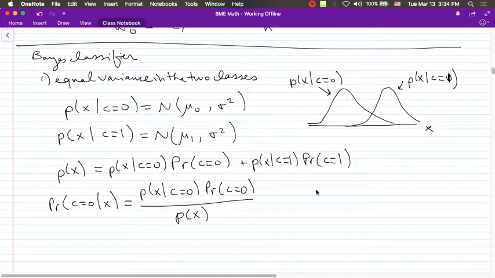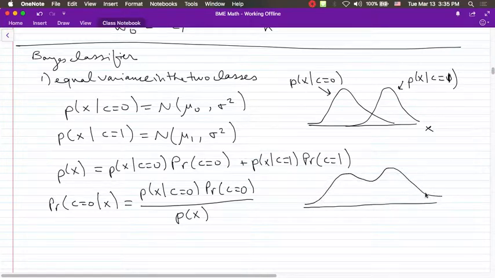All right, so here were our likelihoods. Suppose that our prior probabilities are equal, so I'm going to multiply these by the same prior probability. What's our marginal going to look like? Well, our marginal is the likelihood of one class times prior probability plus likelihood of the other class times the prior probability. So it's going to look something like this. This is what the marginal is going to look like.